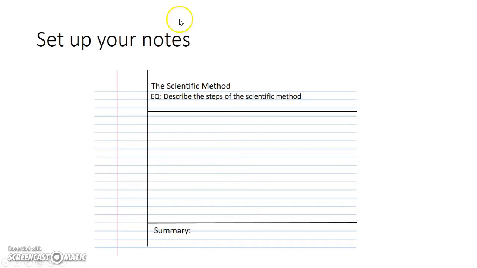Your title for this is going to be the scientific method. And your essential question, which you haven't done before, is describe the steps of the scientific method. So you want to put that right underneath the title. And it's okay to write EQ or essential question. Describe the steps of the scientific method. That's going to be important later.